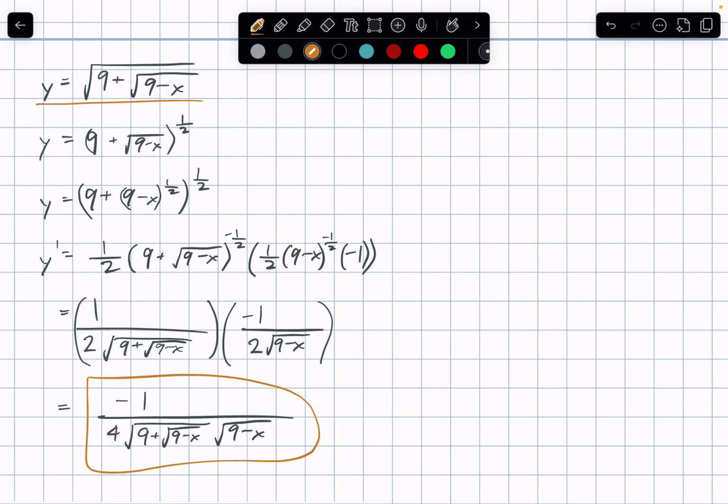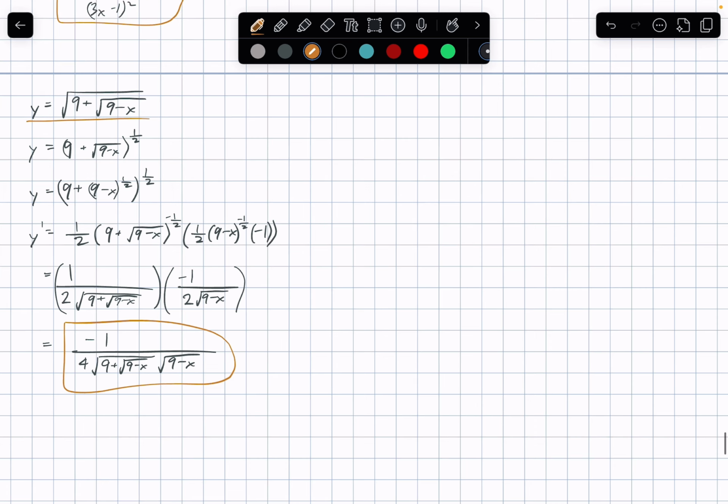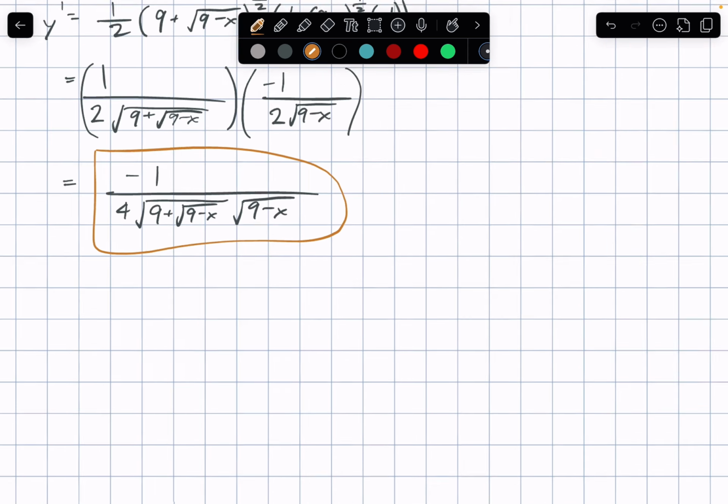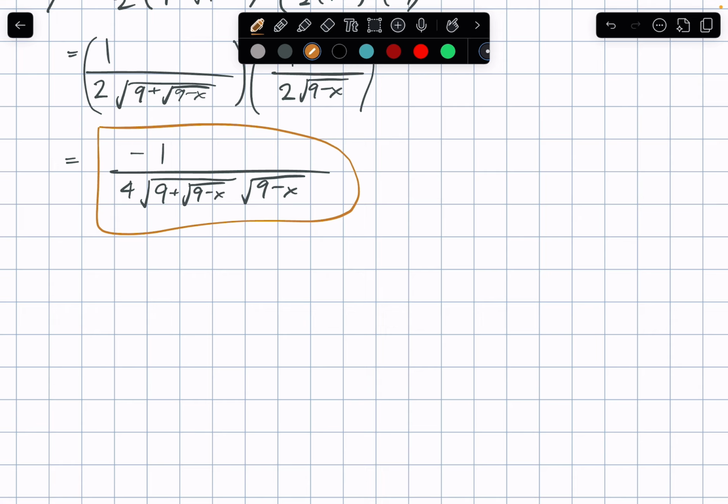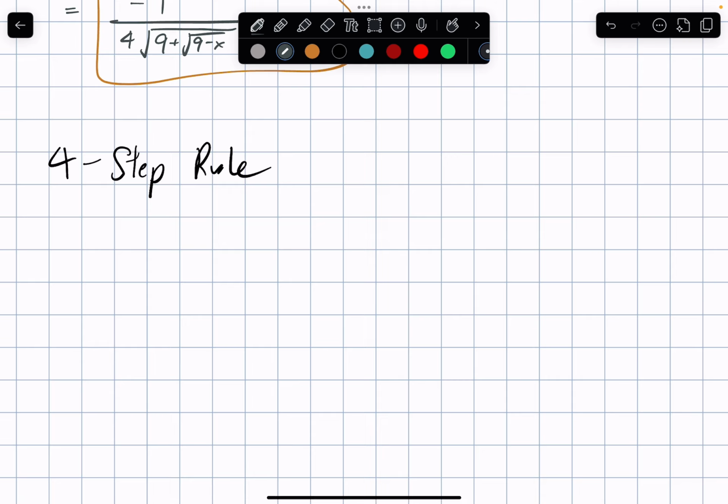Okay, we're done with derivatives. Are we? Okay, I think I'm supposed to teach this first, but we're already here anyways. There's another way to find the derivative of a function. That is through the 4-step rule. Let me introduce it to you now. So, how does it work? So let me just write this down first.